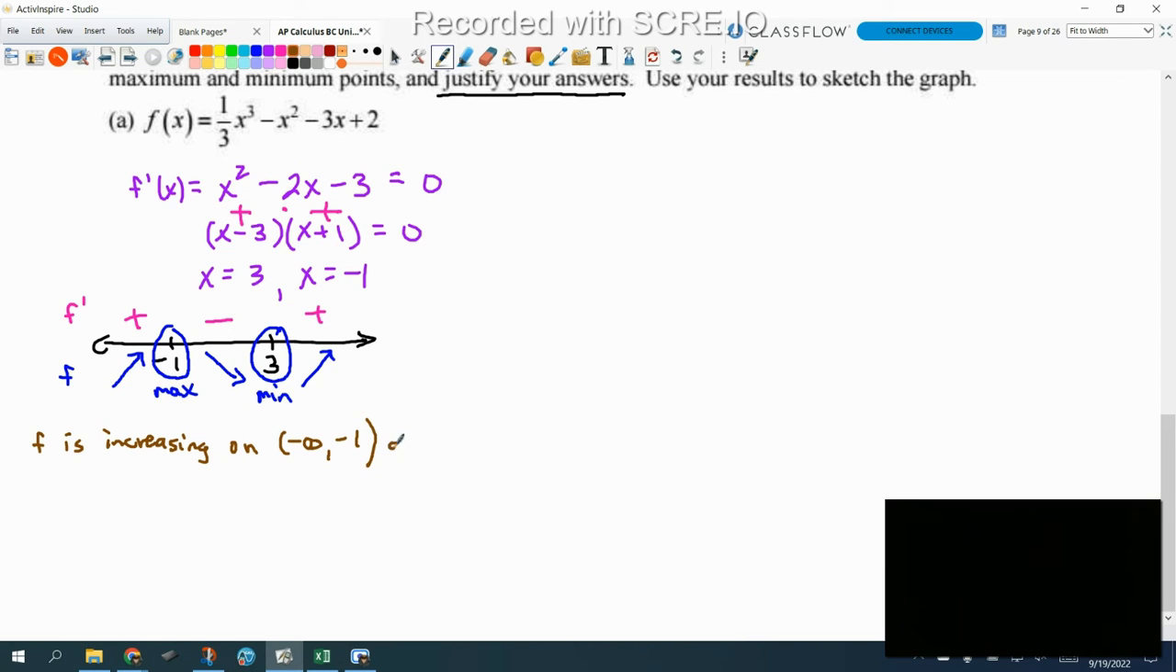So we have a parentheses, and then we're going to say and then our second interval goes from 3 to positive infinity. And then this, we haven't justified anything. We've just stated what the answer is. So here's our justification. Because, I'm going to abbreviate B/C, because f prime is greater than 0 on those intervals.